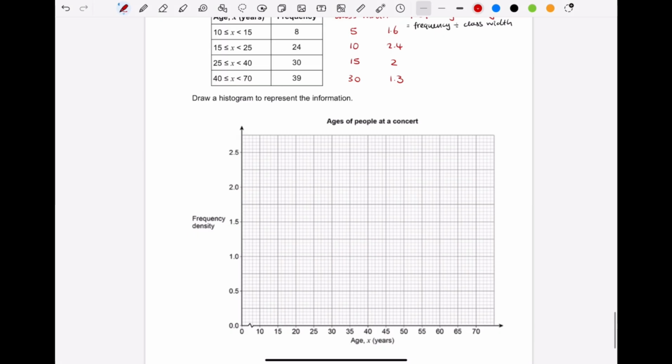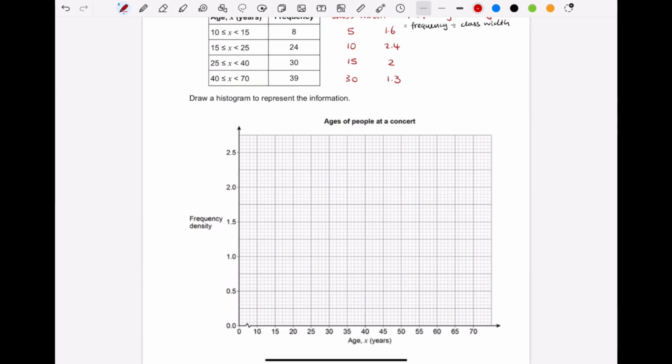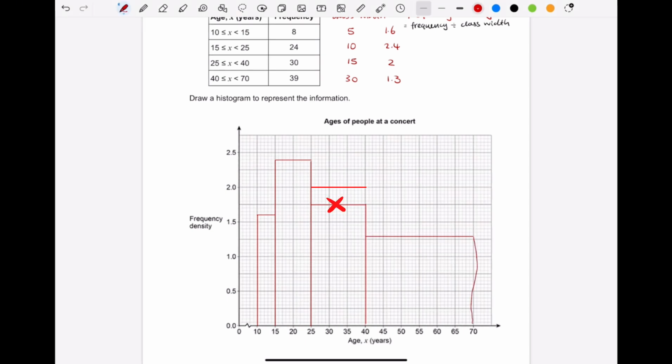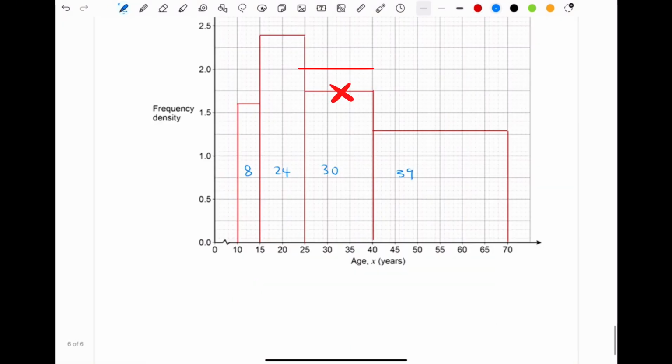So what we need to do is, first we are going to find the frequency density, which is 1.6, and we know the class width is 5, between 10 and 15. The next class width is 10 and the frequency density is 2.4. Similarly, class width of 15, frequency density is 2. And then finally, class width is 30, frequency density is 1.3. So this is the histogram.